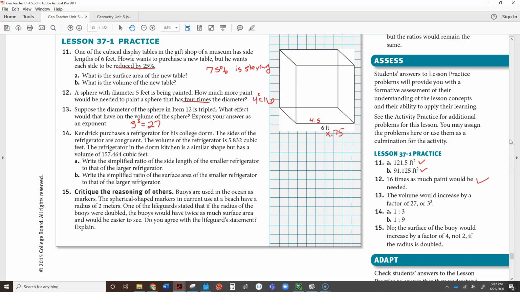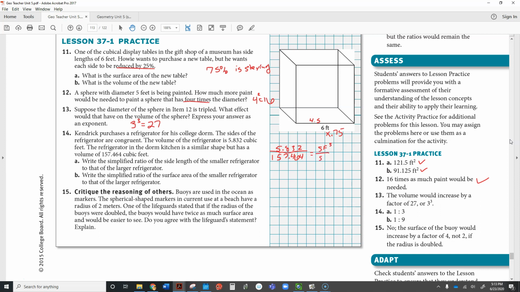14. Purchase a refrigerator. The sides of the refrigerator are congruent. The volume is this. The refrigerator in the dorm kitchen is similar shape, but has a volume of that. Write a simplified ratio for the side length. So if we take the volumes, 5.832, that's my dog's playing. And the volume of the other one, 157.464. Now remember, those are volumes, so that is our scale factor cubed.